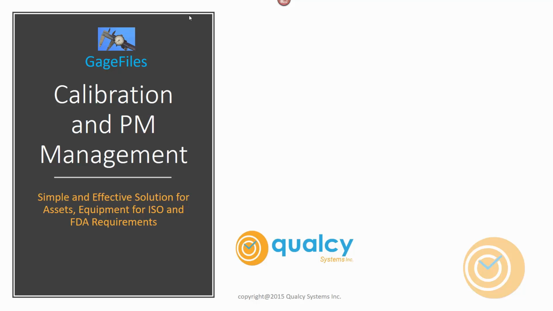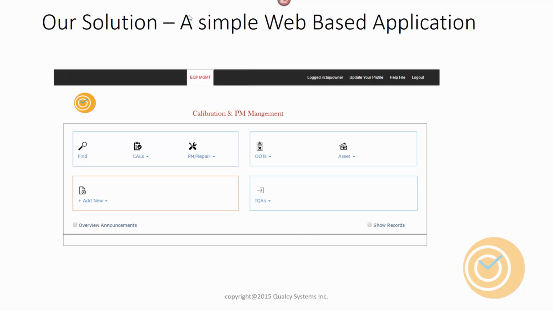In this demo, I am going to provide a quick overview of GageFiles Calibration Management Solutions from Quality Systems. As you can see, this is a simple web-based application for managing calibration records, preventative maintenance records, out of tolerance records, and we also have an option for managing the installation qualification records for the instruments and equipment.